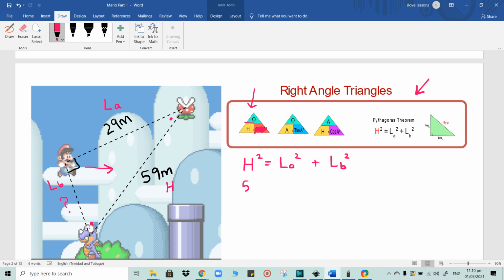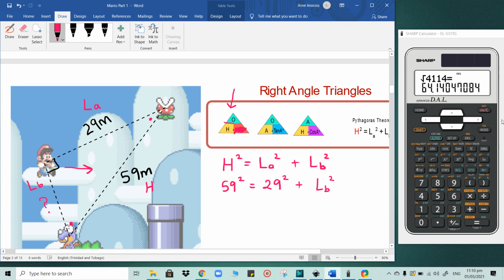Let's put in the values. Hypotenuse squared. 59 squared is equal to leg A squared, that's the 29 squared. And we don't know leg B. Let's work out 59 squared and 29 squared on our calculator. So we have 59 squared, and that will give us 3481. Let's work out 29 squared now. 29 squared, and that gives us 841 plus LB squared. So you want to solve for LB.